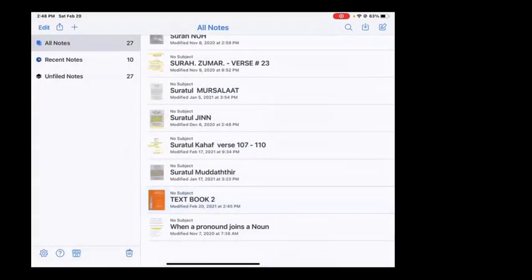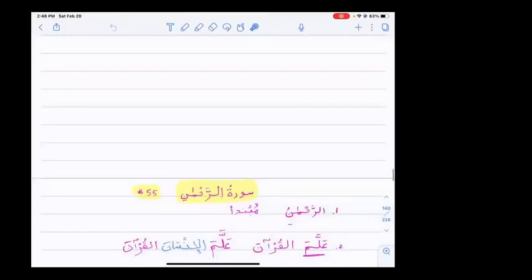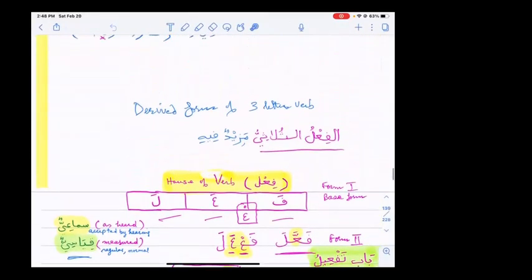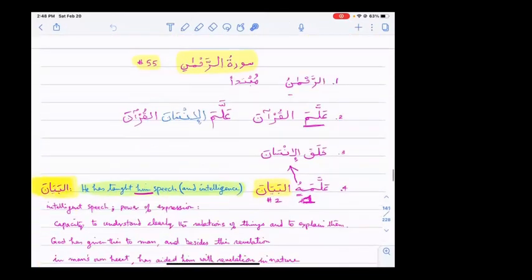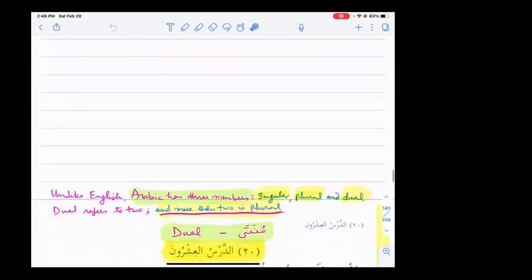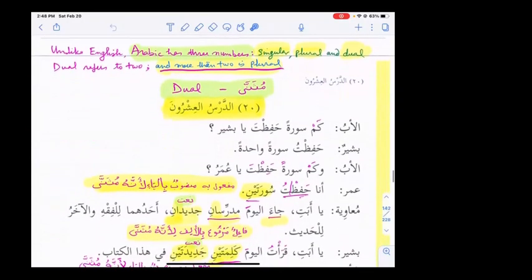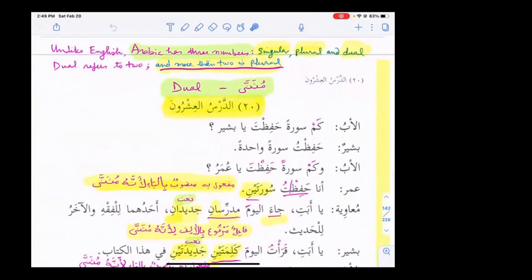Now, where should we go now? Yeah, we have still... Yeah, we did this. We have to do more exercises.